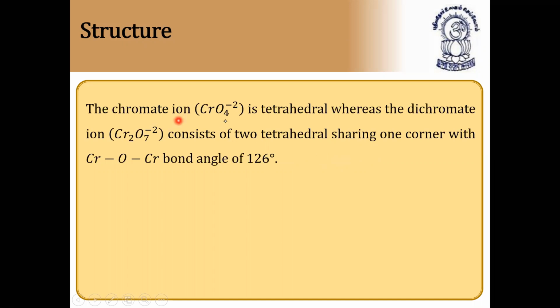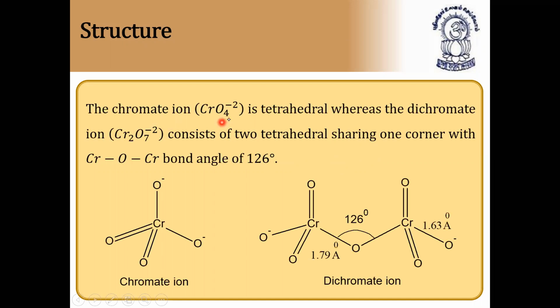Next, the chromate ion, that is CrO4 2 minus. CrO4 2 minus is tetrahedral, whereas the dichromate ion consists of 2 tetrahedrals sharing one corner with a Cr-O-Cr bond angle of 126 degrees. So the tetrahedral shape changes.